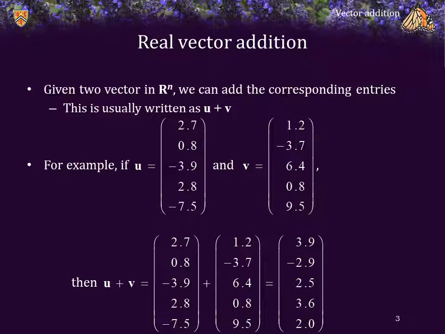So 2.7 plus 1.2 is 3.9. Looking at the fourth entry, 2.8 plus 0.8 is 3.6. You can compare and see that the rest of the entries also correspond to the sum of the corresponding entries.